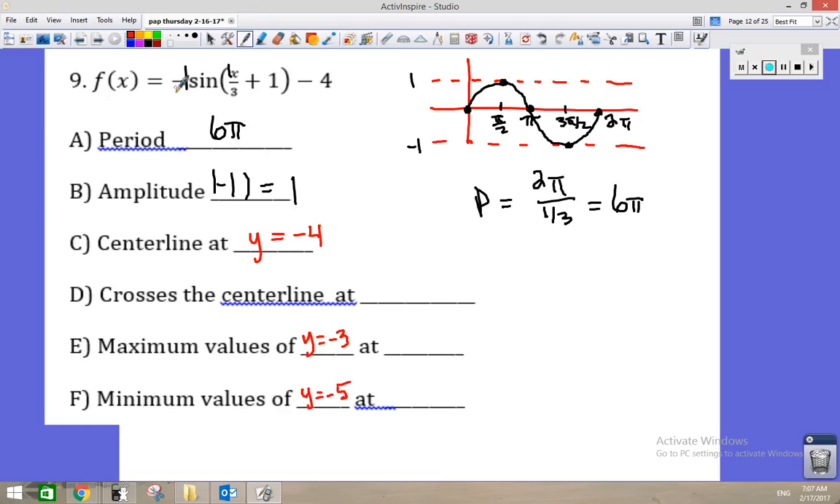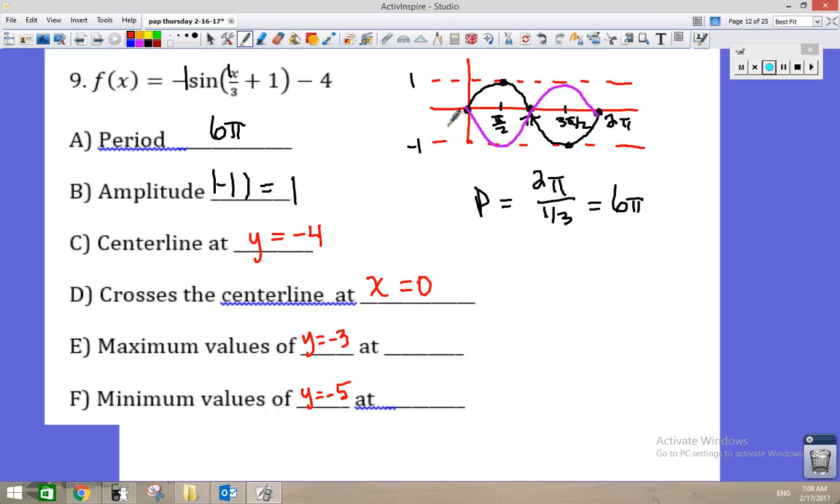But because of this reflection, we have to think in terms that the max and min have now switched places. The reflection across the x-axis didn't affect where the sine curve crosses the x-axis, crosses its center line, but it does affect the location of the max and the mins. Oh, I didn't answer where it crossed the center line.